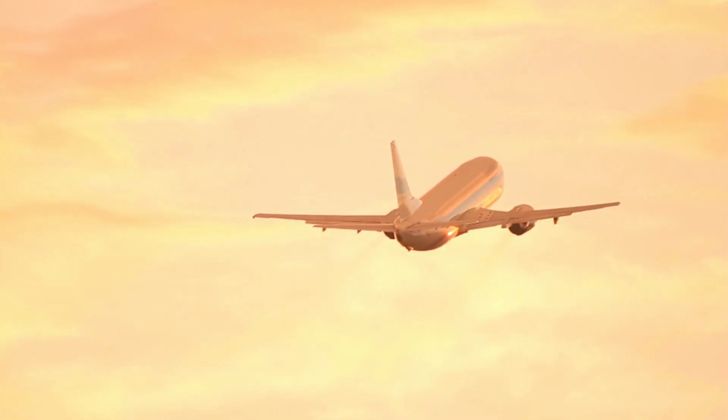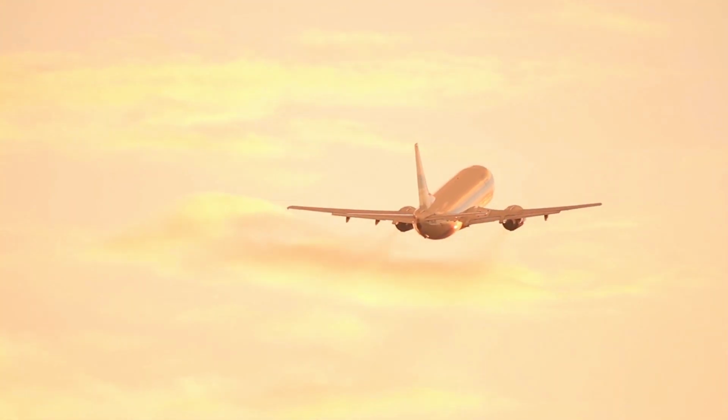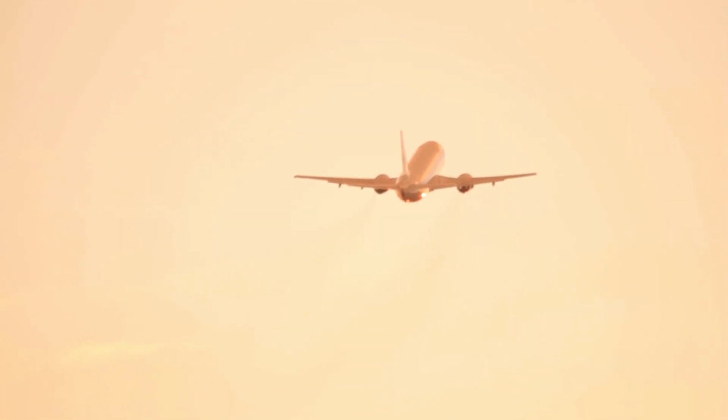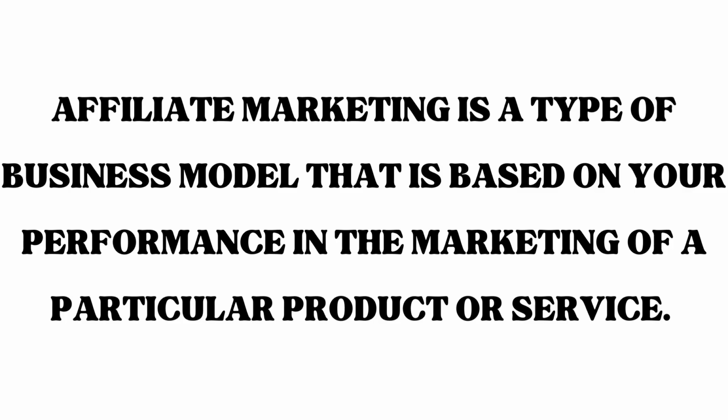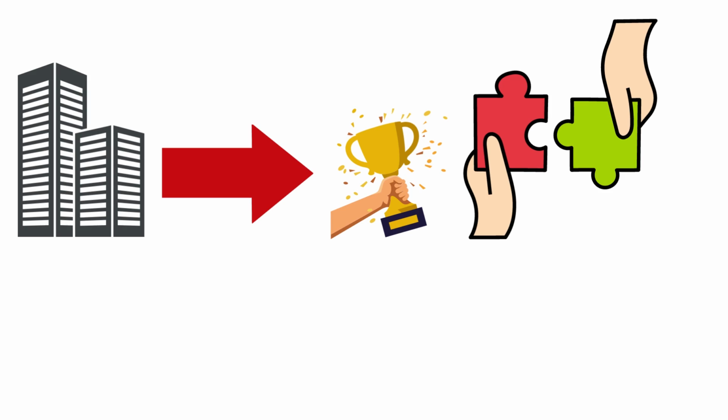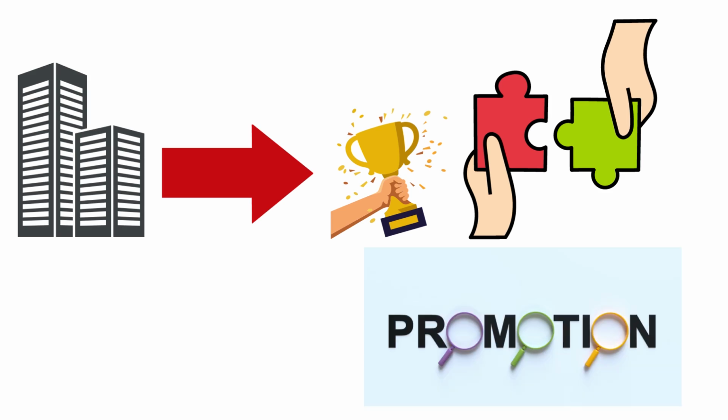But before we get started, let me define what affiliate marketing is very briefly for those who may not be aware of it. Simply put, affiliate marketing is a type of business model that is based on your performance in the marketing of a particular product or service. In this case, a business you are in affiliation with gives you a reward as a result of the effort from promoting their own product or their services.